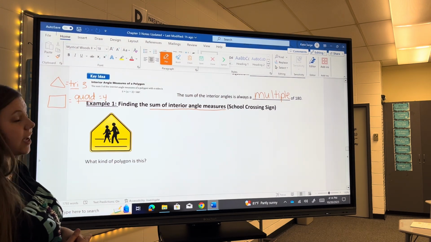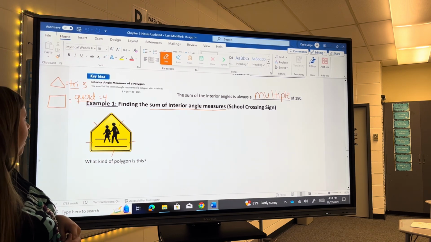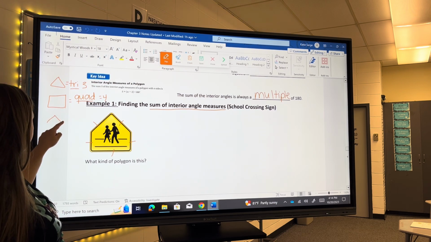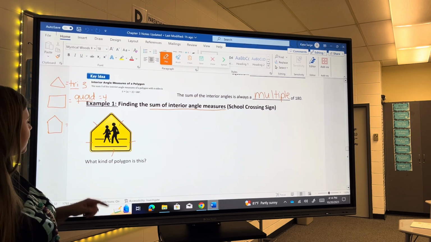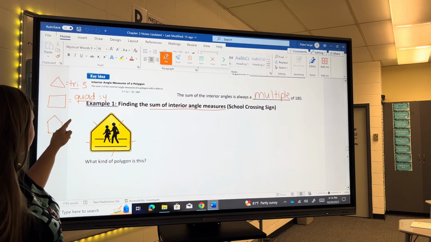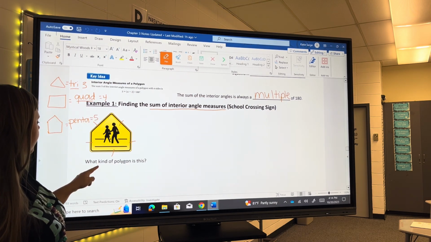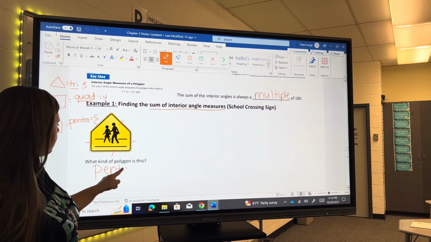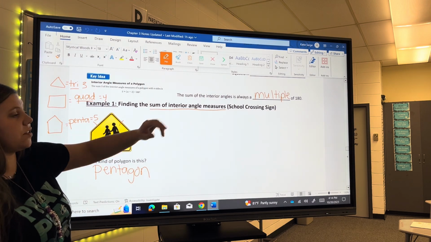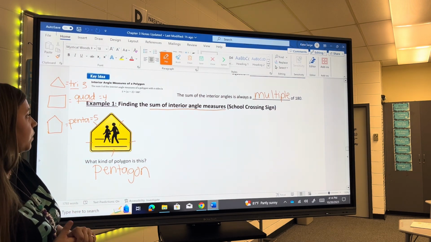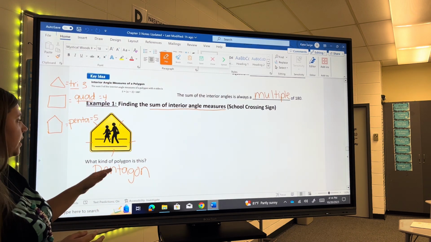So this one, how many sides do we have here? 1, 2, 3, 4, 5. So I've got a 5-sided shape. Does anybody know what that is called? Maybe? This is called a pentagon, and that is because penta means 5. Okay, so this is a pentagon. But we need to know the number of sides this has in order to find the sum of the interior angle measures. Okay, we're going to use this equation, the n minus 2 times 180, to find the sum of the interior angle measures.